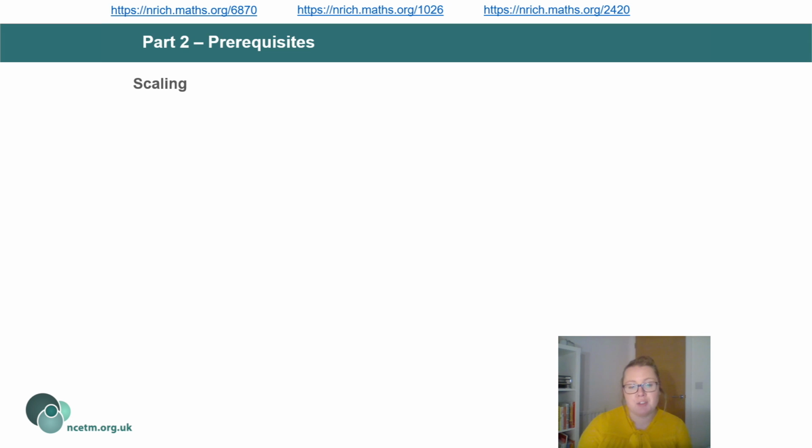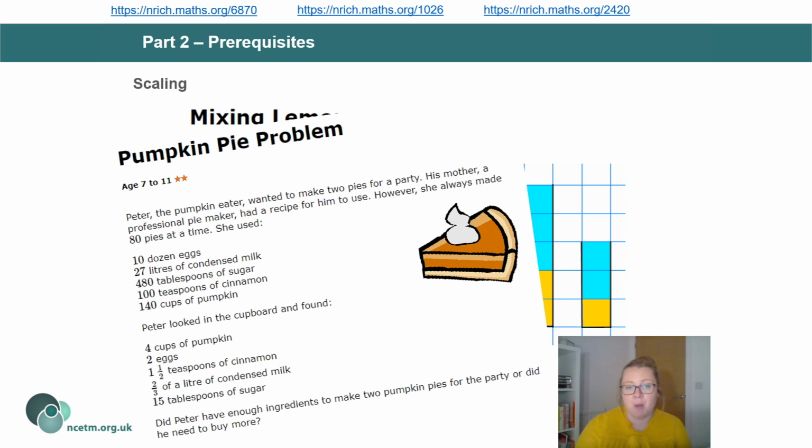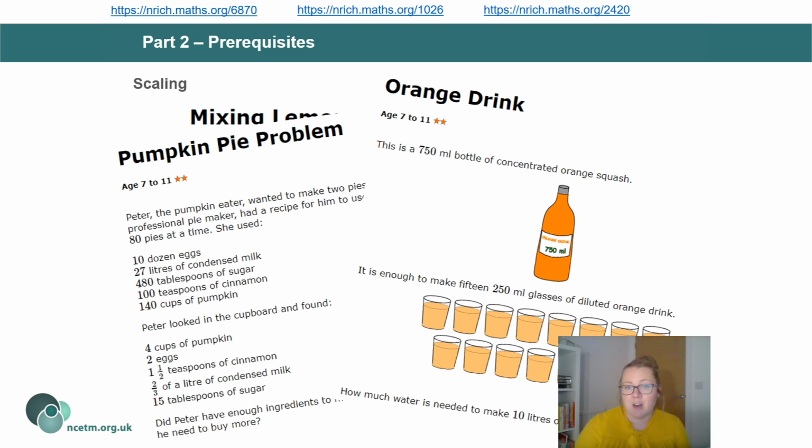It may be that you want to go deeper on this understanding of scaling and proportionality with your classes, in which case there are a number of really nice, rich problems from the Enrich website which could help us to do this. One of my favourites is mixing lemonade. However, there are also some on pumpkin pie and orange drink. Each one of these is designed so that it will be an in-depth problem and therefore draw out more misconceptions that your students have with these multiplicative reasoning relationships.